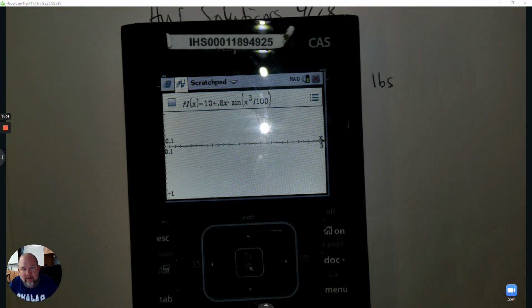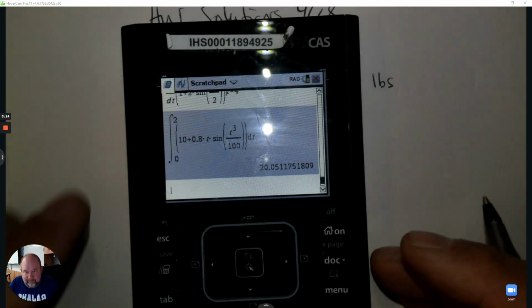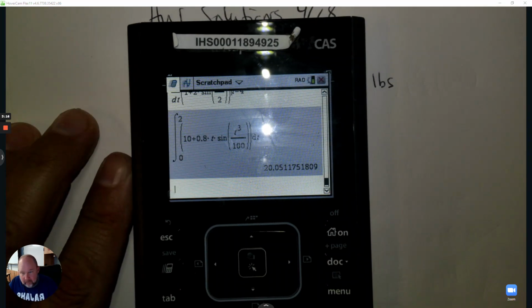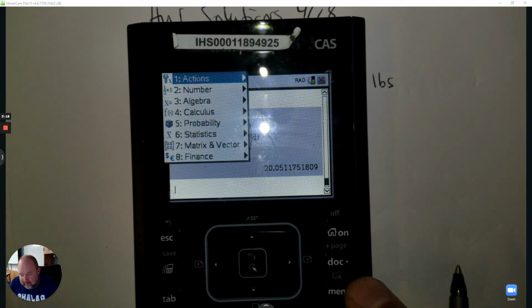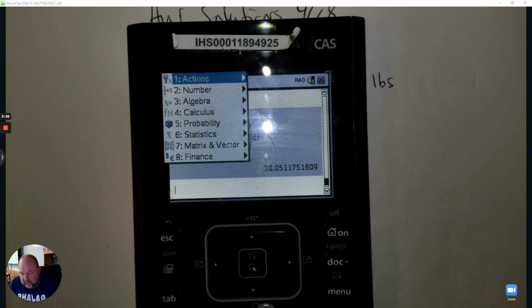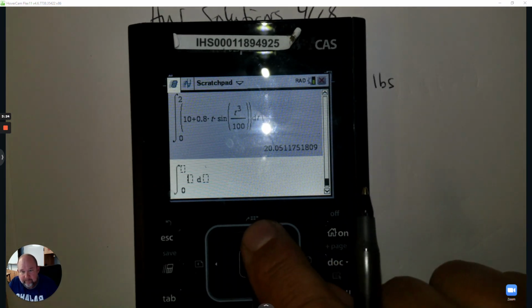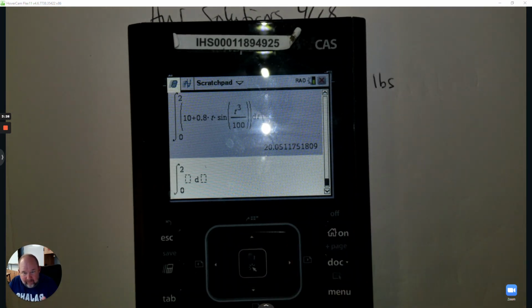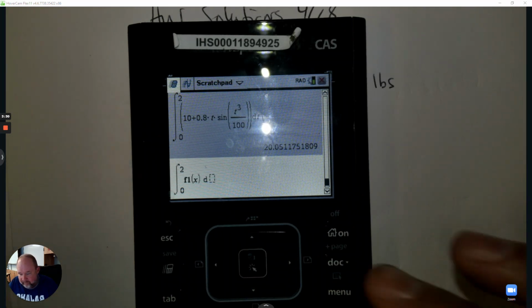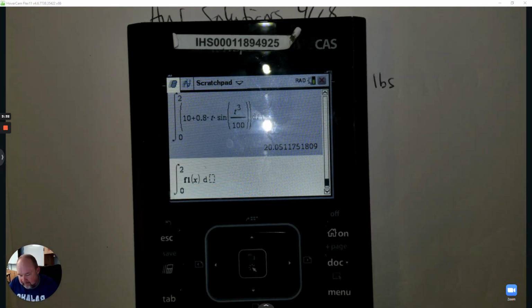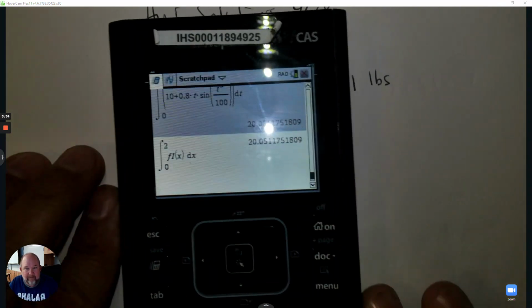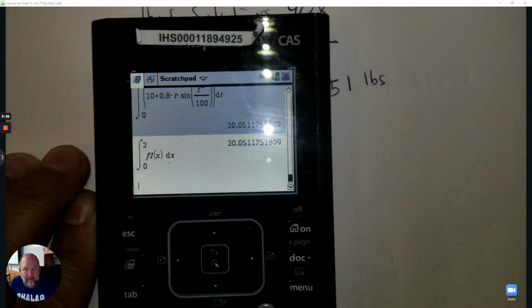Now, I don't care about the graph. I just want it defined. So now f1 of x is defined that way. If I look back at question number 1, I could go calculus, integration from 0 to 2, and instead of typing all that in, I could just go f1 of x and get the same answer. See that? It gives you the same answer, and you don't have to retype it over and over again.